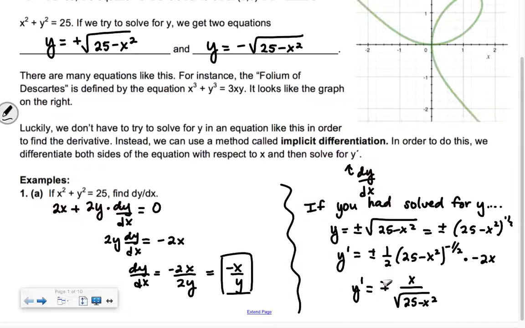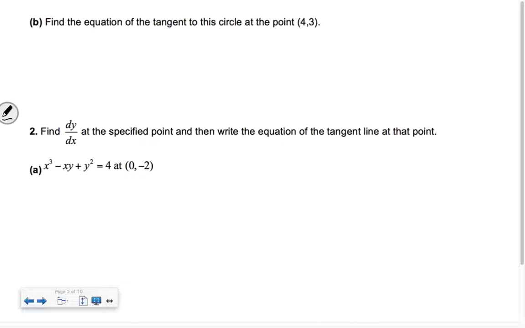Do you remember how it was a plus or minus here? So plus or minus out front. And then it was a negative. So it is exactly the same because this was plus or minus. So they're identical. But when you're choosing which one, you have to think about the point that you're at.